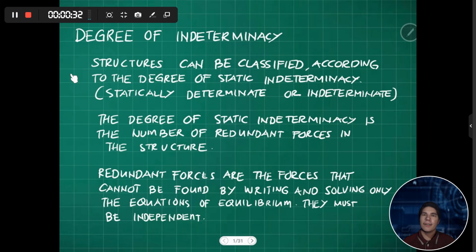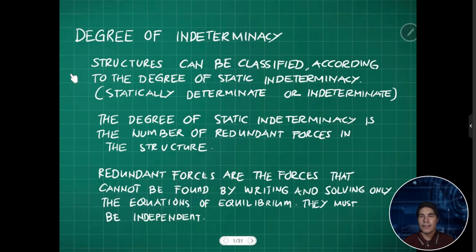So structures can be classified according to the degree of static indeterminacy. It could be statically determinate or indeterminate. Determinate structures mean the equilibrium equations are enough to analyze the structure, while indeterminate structures mean the equilibrium equations are not enough to analyze the structure. So we need help from compatibility equations, which could be by stiffness or by deflection.